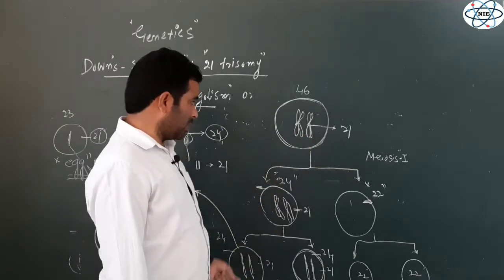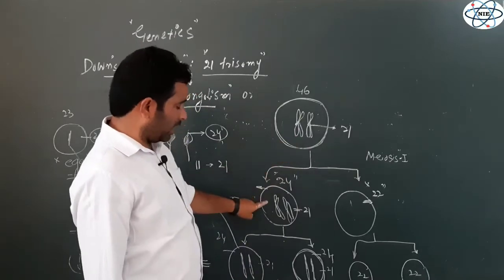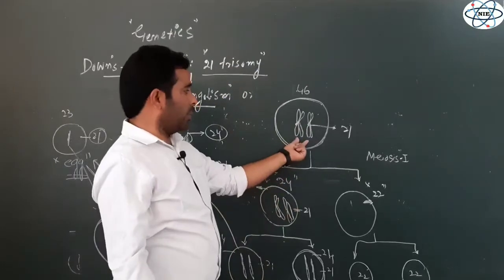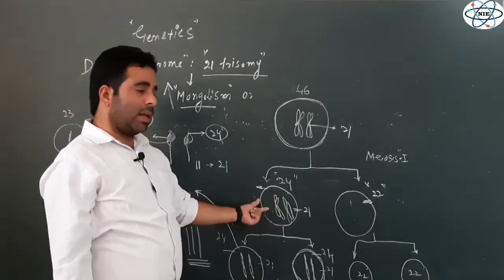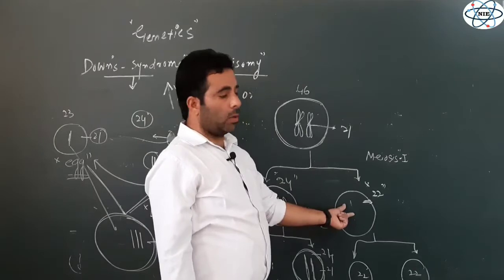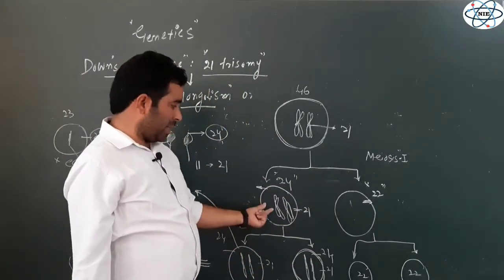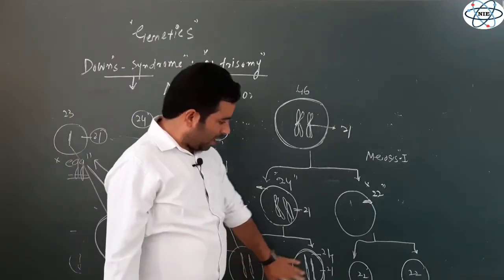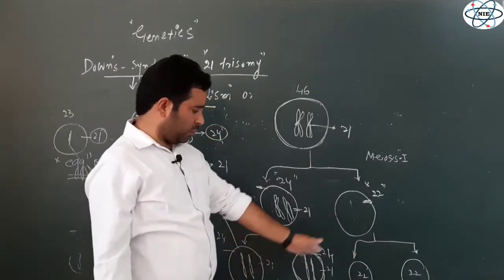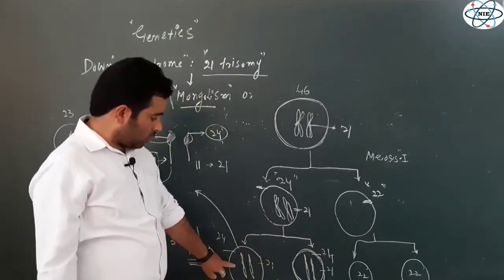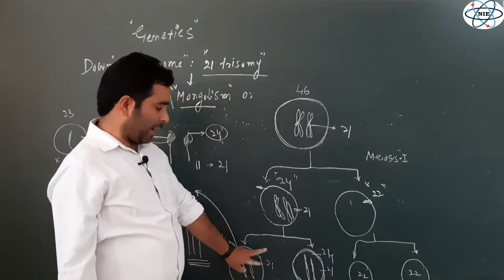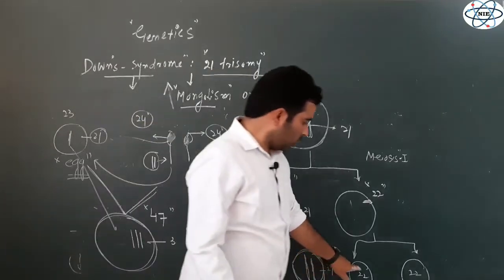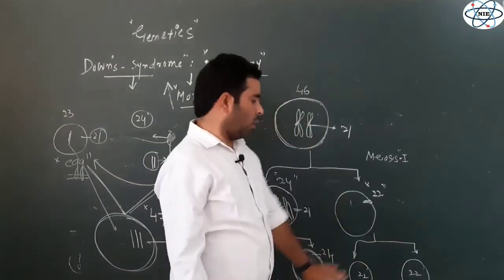They should separate from each other, and each homologue should be received by the daughter cell. But what happened? Both these copies of 21 are received by the one cell, while the other cell is lacking the 21. Now we are talking about this cell which has received an extra copy of 21. It will further divide into 2 cells, and finally 4 daughter cells are formed, but these 4 daughter cells are different. The first 2 cells have an extra chromosome, that is 2 copies of chromosome number 21, while these 2 cells are lacking the 21, they don't have any copy of 21.